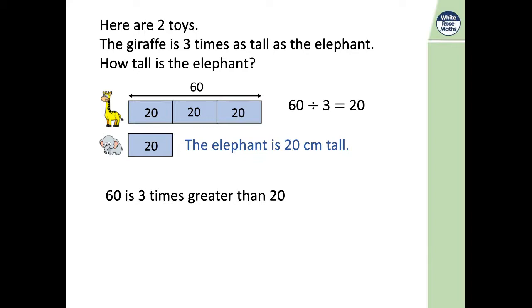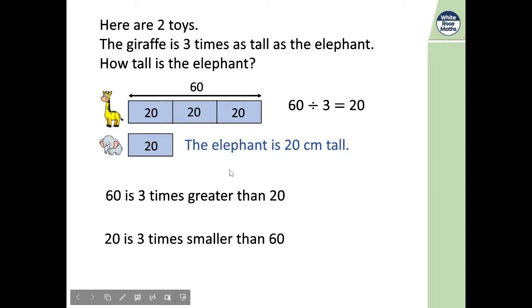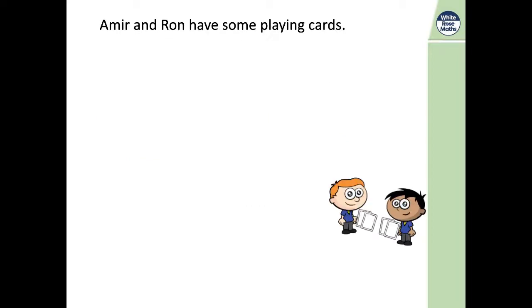Okay, 60 is 3 times greater than 20 and 20 is 3 times smaller than 60. So it's just different information we can gather from this bar model. So using your multiplication and division facts, you are solving these scaling problems.